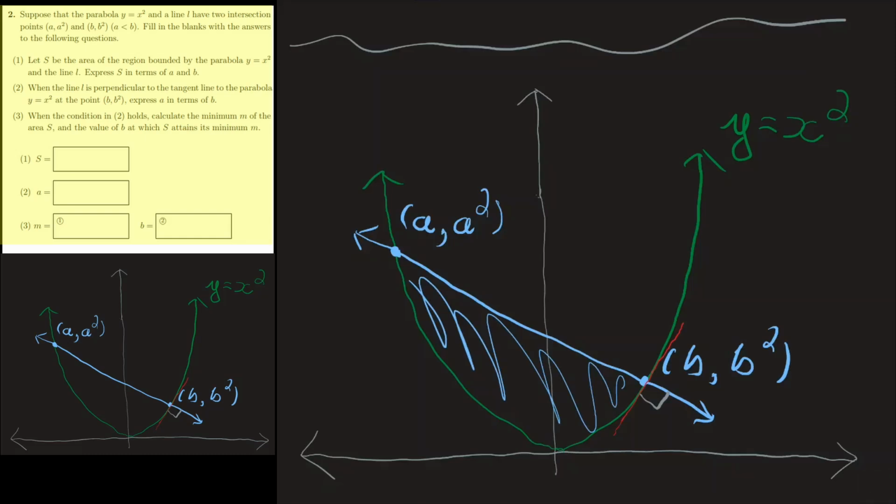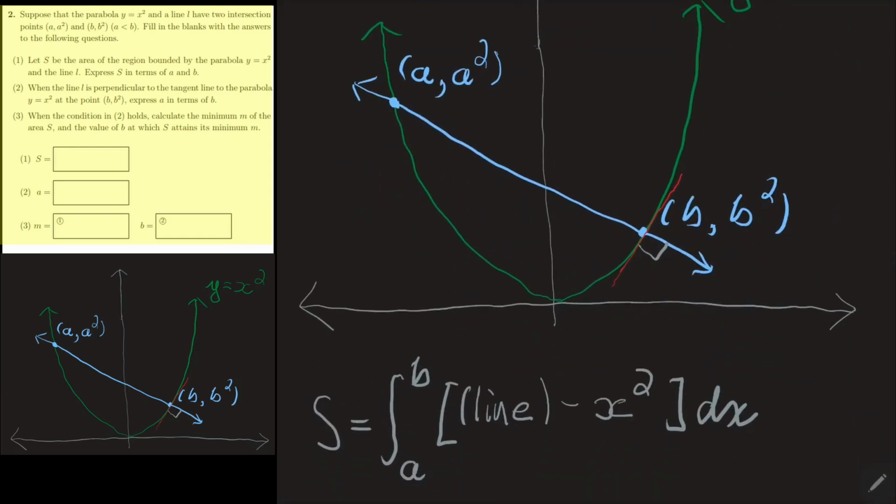So that is an integral from x equals a to x equals b, and it's the line minus the parabola. So we're going to find the area under the line, and we're subtracting from it the area under the parabola. So of course that means we need to find the equation of the line.